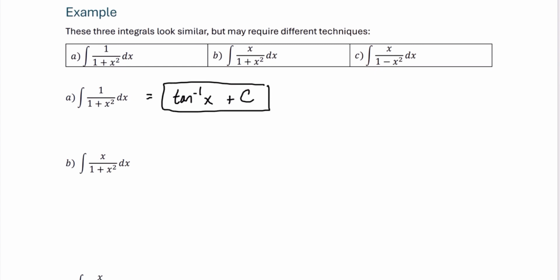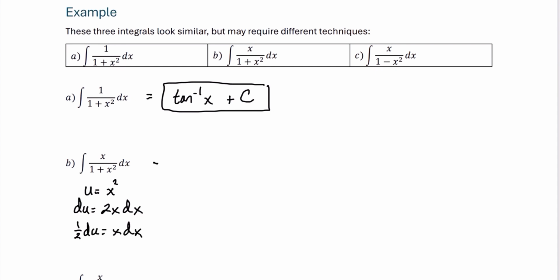The second integral isn't quite as simple as the first one, but hopefully we can see that a substitution is going to help. If we let u be x squared, then du is 2x dx. Notice that 2 doesn't occur in the original integral, so we'll divide by 2. 1/2 du equals x dx.